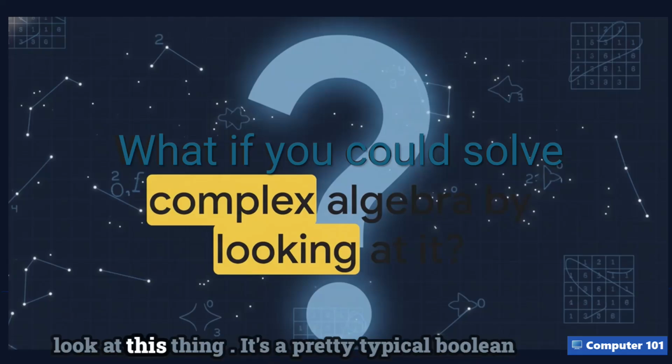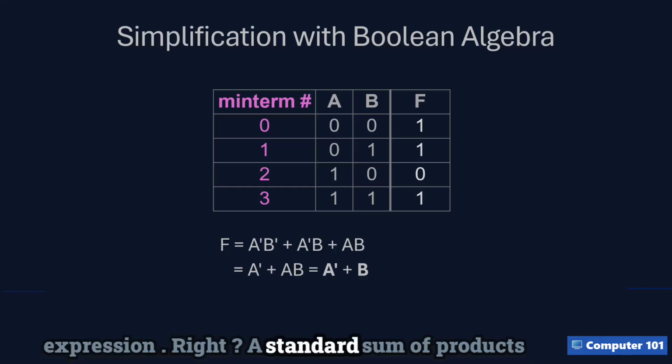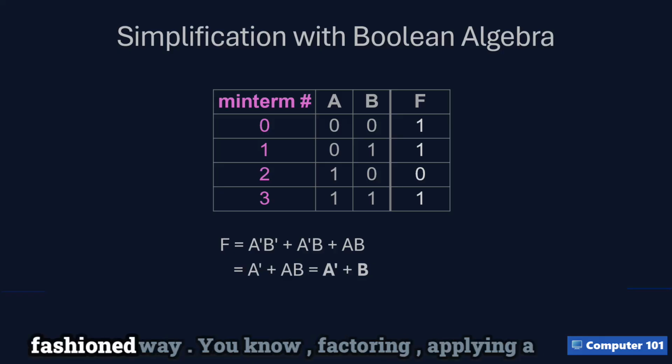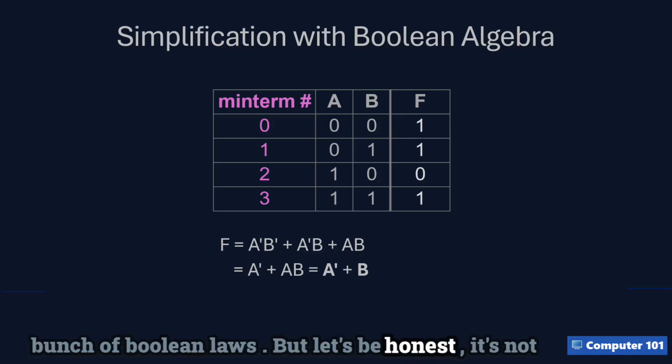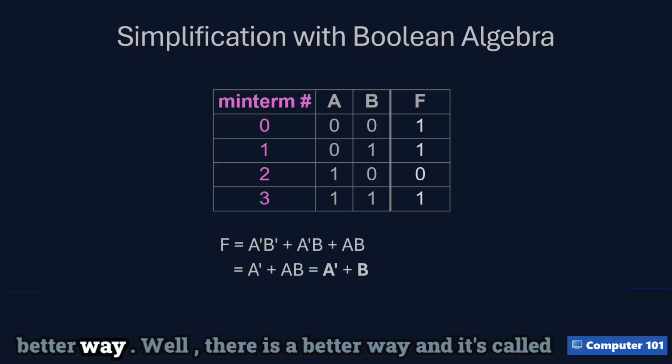Okay, take a look at this thing. It's a pretty typical Boolean expression, right? A standard sum of products function. And sure, we could simplify this the old-fashioned way, factoring, applying a bunch of Boolean laws, but let's be honest, it's not exactly intuitive, is it? It feels like there's gotta be a better way.